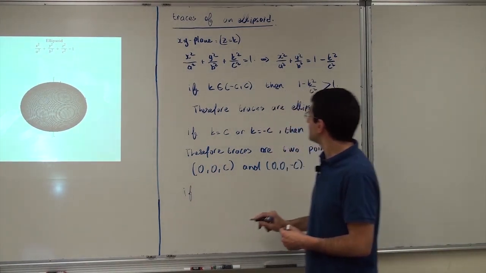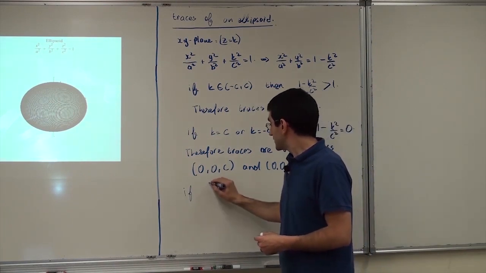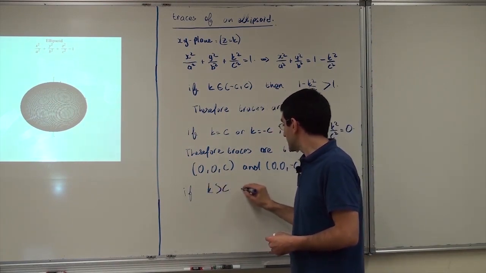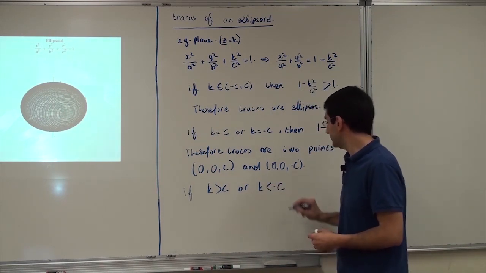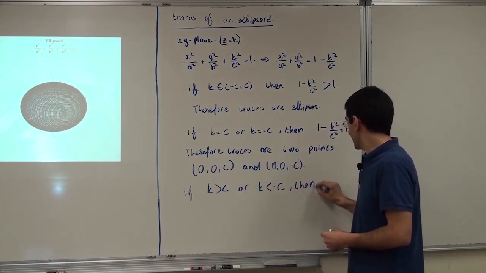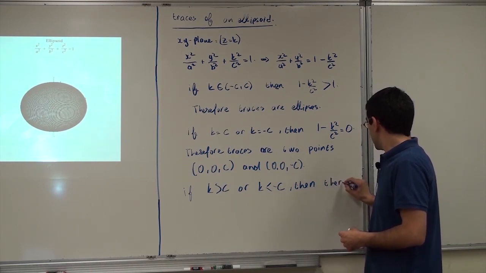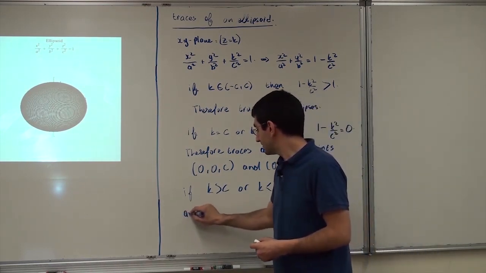And if k is more than c or k is less than negative c, then there are no traces.